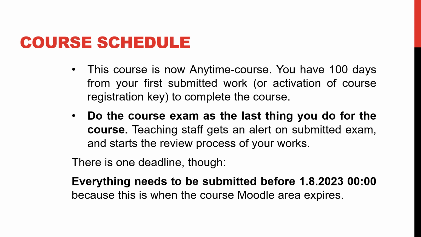So what this means is that you have the possibility to complete this course whenever you want to during the academic year of 22-23, and you have 100 days from your first submitted work or activation of this course registration key to complete the course. There are some differences if you are from Open University. You might have to use a course registration key to activate this course on Moodle. That means that your 100 days start from that.